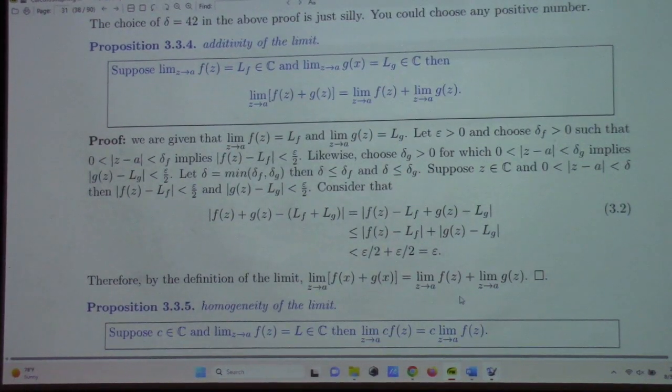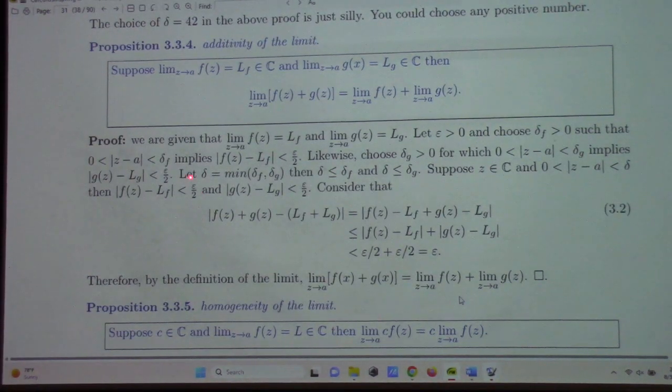To prove that the limit of a sum is the sum of the limits, what you do is you assume that both limits are given. Pick epsilon greater than 0. Then you choose a delta for each one that makes the difference between the output and the limiting value less than epsilon over 2. If you do this for both functions, then you pick delta to be the minimum of those deltas, which means you get both of them at once.